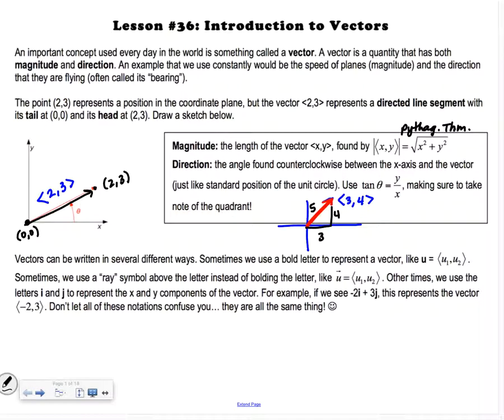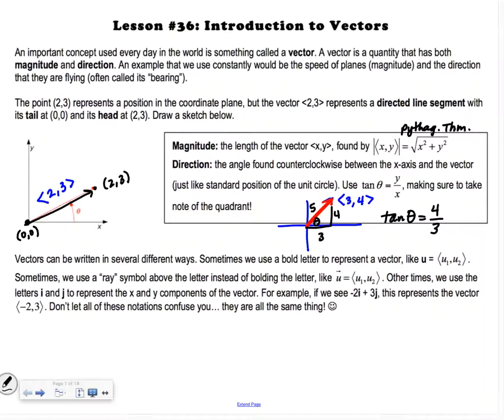And the direction is found in a similar way. You just draw a sketch and you say, okay, I go over to the right 3 and I go up 4. So if I want to find this angle theta in here, all I would do is set up tangent of theta equals 4 over 3, and I would solve it. I would do inverse tangent, and so on.